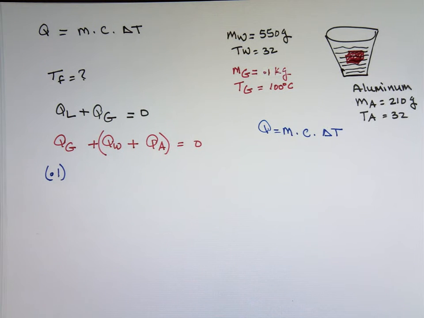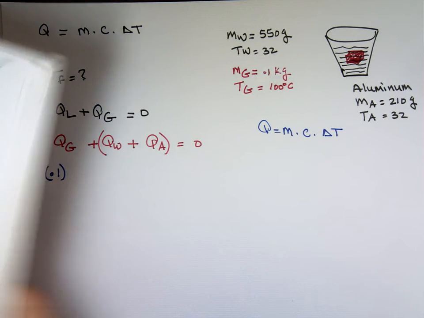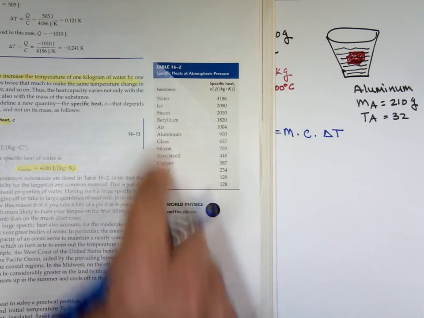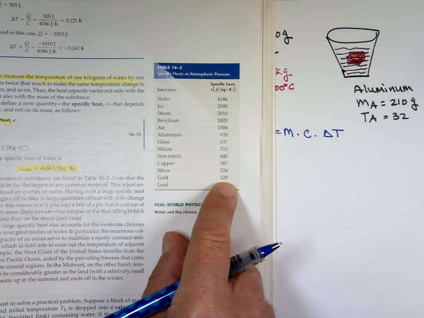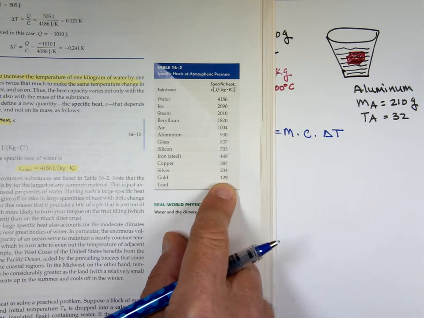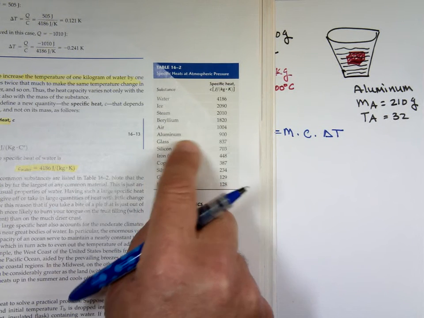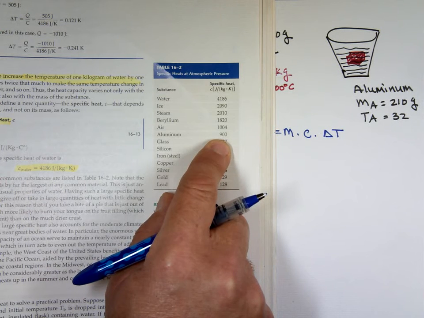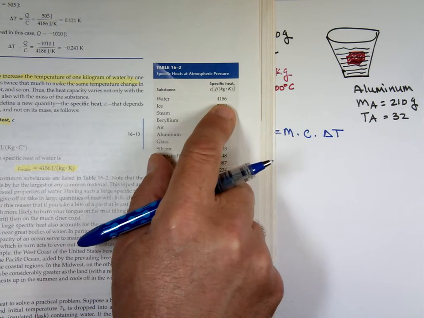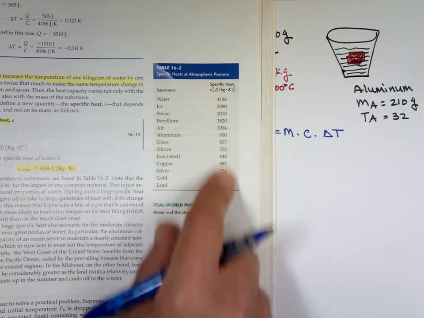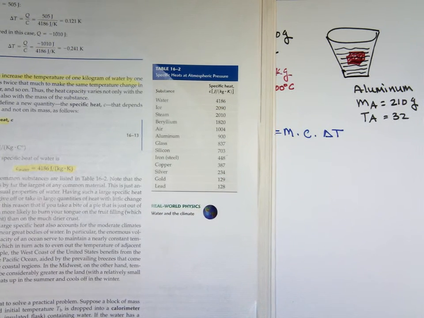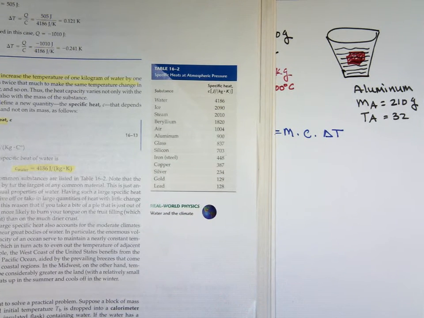I have to go to that chart. The specific heat. That's this chart. We'll look at it quickly. For gold, 129. Can you see it? For aluminum it's 900. And for water it's 4186. See the numbers? So these are the numbers I'm going to be using. That's C for each one of them.